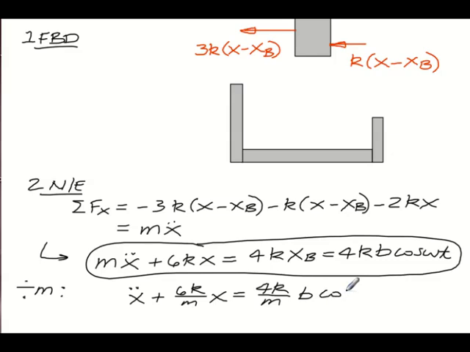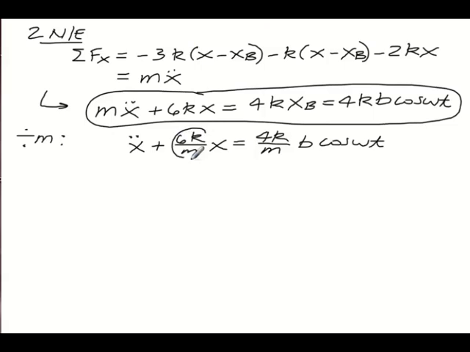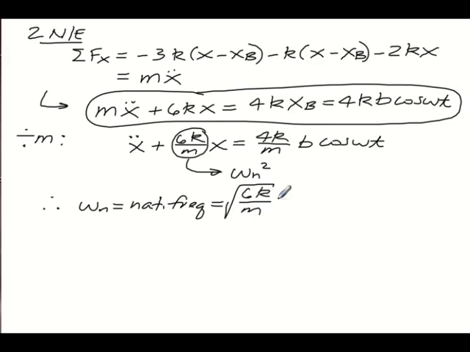B cosine omega t. Now what we've learned from class is that whatever coefficient appears in front of x, once you put it in its standard form, that's equal to omega n squared. So the natural frequency omega n is equal to the square root of 6k divided by m. So we have enough that we can get a numerical value for omega n.